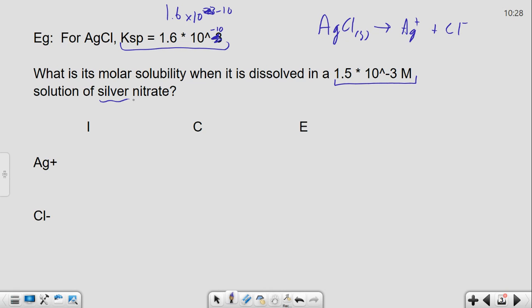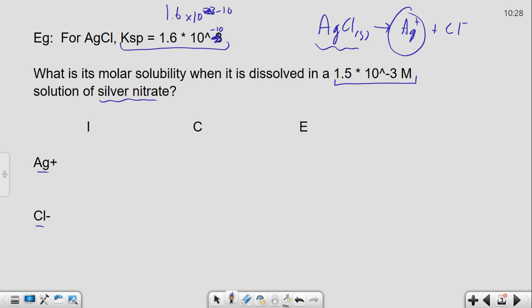But I've got silver nitrate. I already have silver ions in the solution. So we're going to solve this with an ICE chart. We can ignore this, because it's a solid, so I only have to look at the silver plus and the chloride minus side, because they're the only ones that are aqueous.